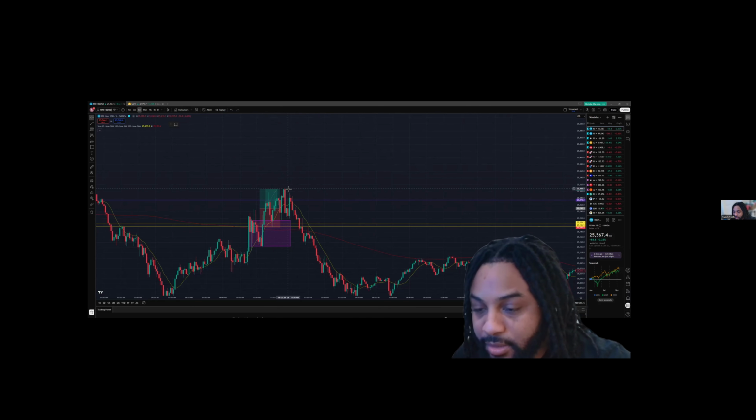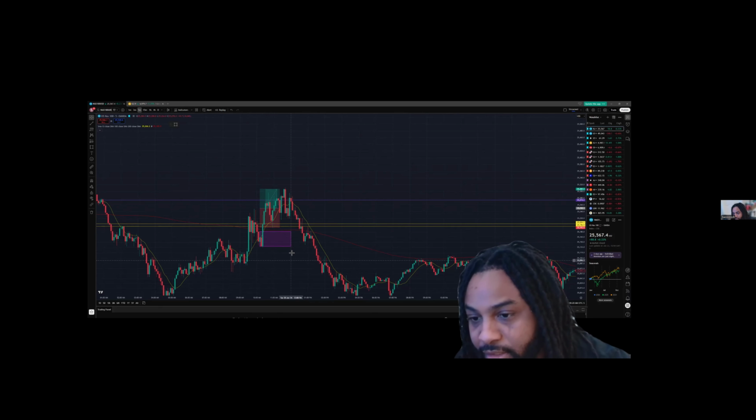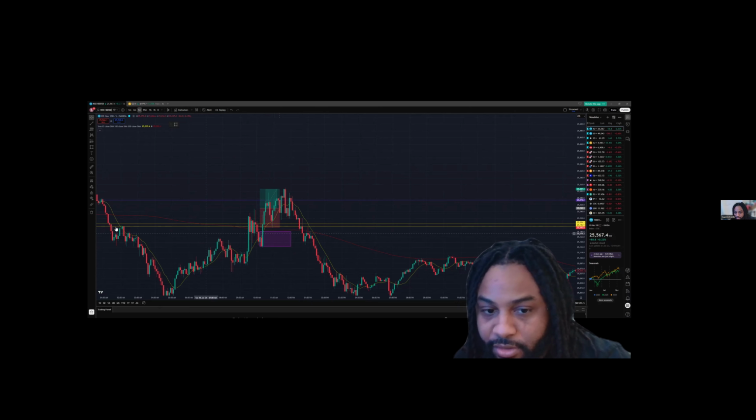It hit here and started going a completely different direction. It didn't even touch the 5-minute demand zone here, which would have been a very clean setup. We're above the 200 MA, we're just breaking over it, breaking structure overall with these two lines right here.